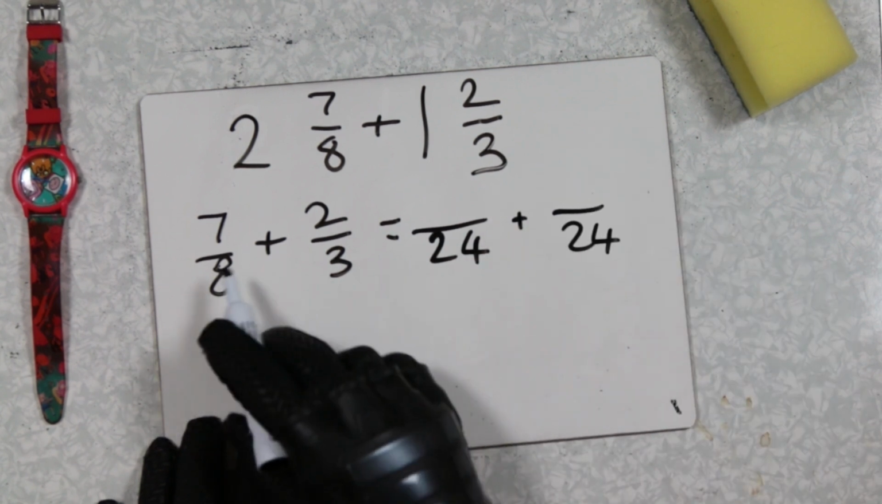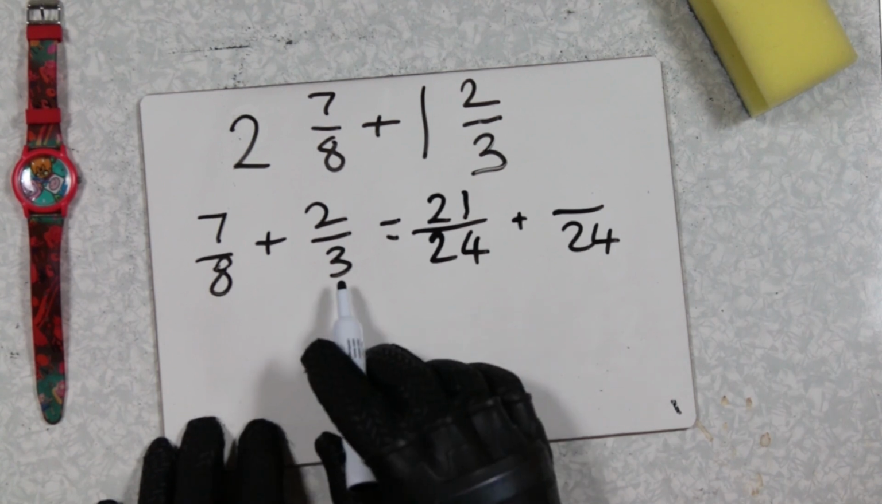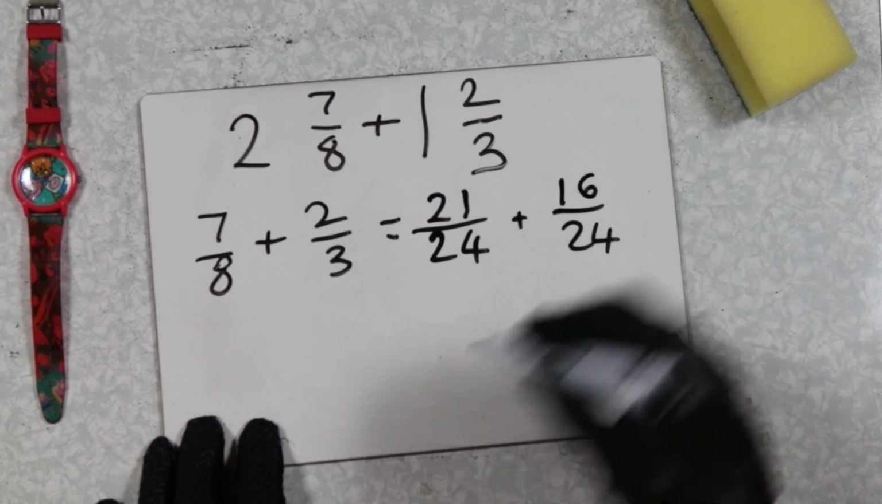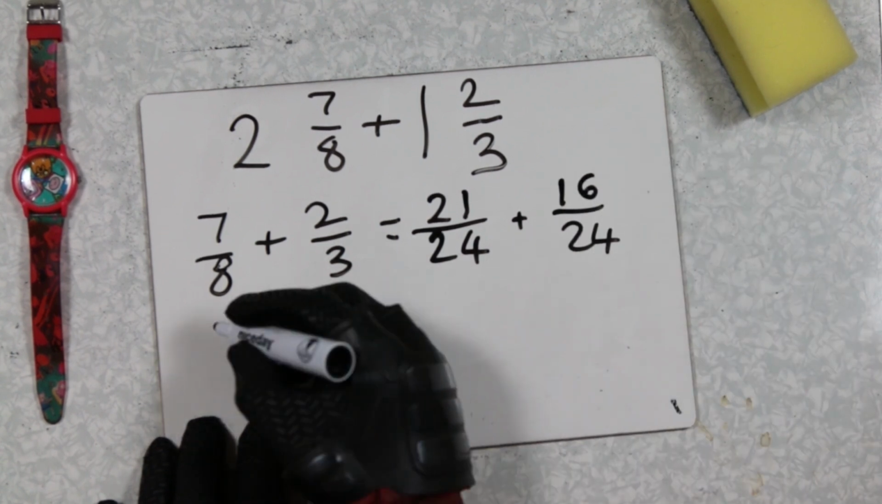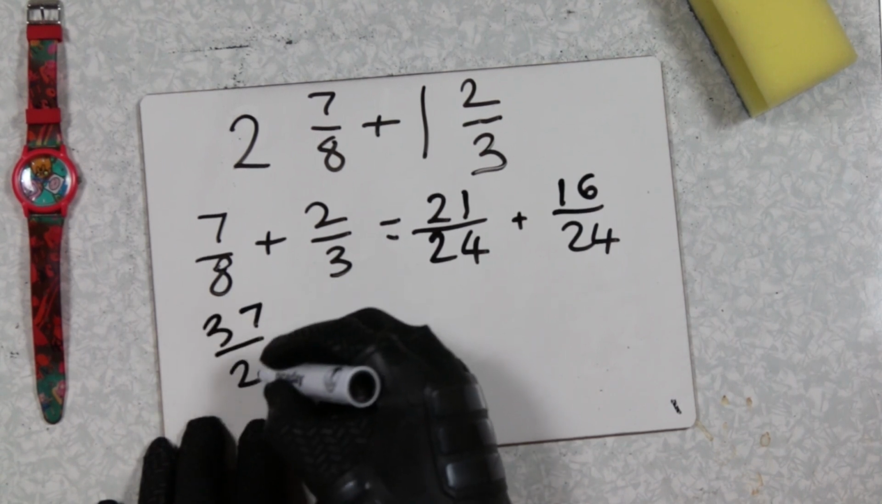8 goes into 24 3 times, giving us 21 over 24. 3 goes into 24 8 times, giving us 16 over 24. Okay, we add those up, we get 37 over 24.